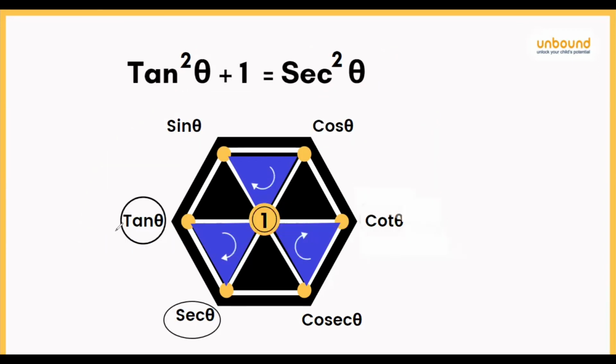Now let's see the next triangle, which is for tan, sec, and 1. Now what happens here? First of all, as I have said, we are going to start from the top left corner, which is tan theta. So it will be tan theta square. Then as we are moving in clockwise direction, we are going to get 1 as our second number. So we are going to write 1 square, which is 1, which will be our second number. Then is equal to the third number, which is sec theta.